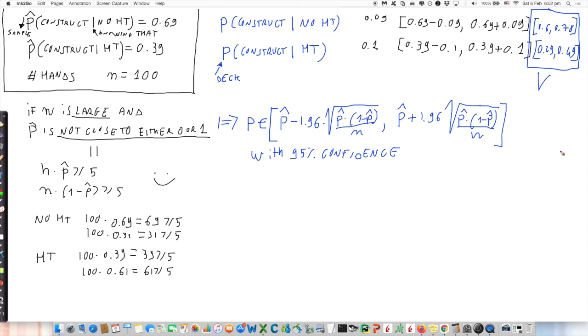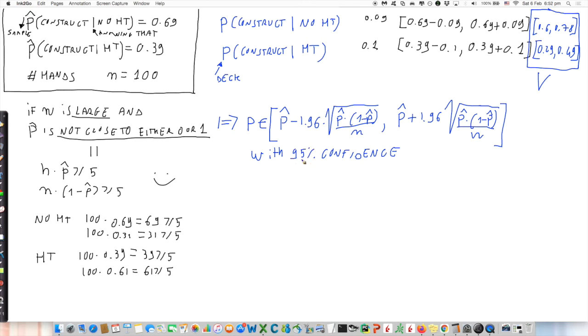What does it mean? It means that with 95% confidence, that is what I told you earlier, the real probability in the deck of making construct if opponent has no entropy is between 60 and 78%. The real probability of making construct if opponent has got entropy is between 29 and 49%.